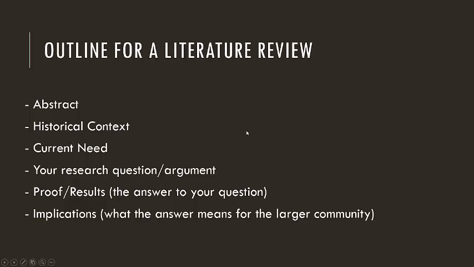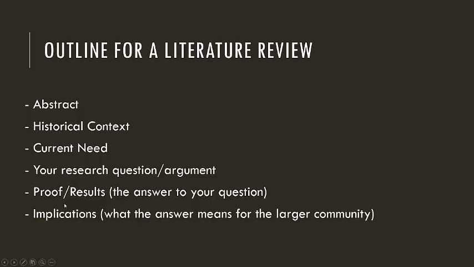The outline for a literature review is pretty much the same as your capstone one, except this is going to be other people's proof and results. It's not going to be yours, it's going to be others'. So the abstract, just like I said, is 250 words. Then historical context: what's been done historically for the specific research topic that you're looking at. The current need, so why it's important to study what you're studying. State your research question or your argument. What's the main thing you're going to be discussing in your paper?